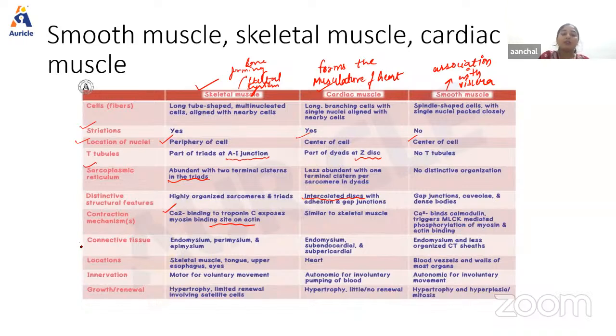Now talking about the covering. Okay, so connective tissue, it has endomysium, perimysium and epimysium. And in cardiac muscles, it has endomysium, subendocardial and subepicardial, whereas in smooth muscle, endomysium and less organized connective tissue sheets are present. So now the next we have the location.